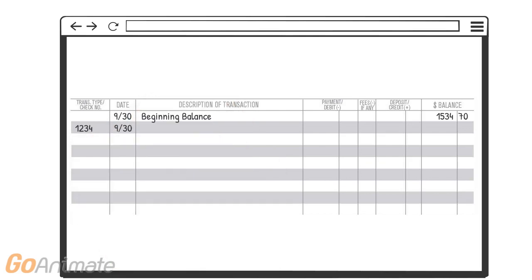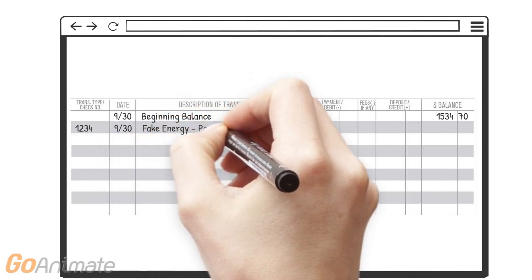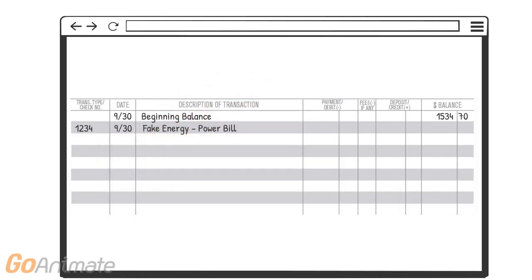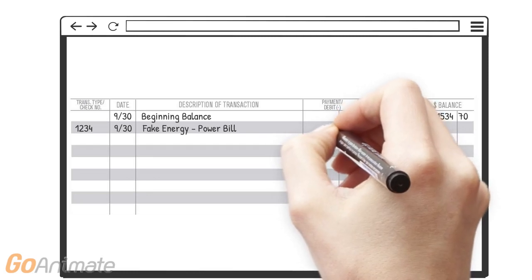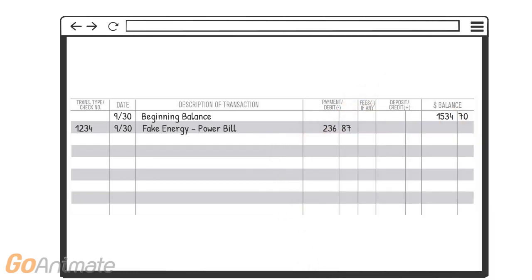Next, we write down the date. What date did we write the check? Next, we write the description. In this case, we wrote the check to Fake Energy, so that's what the description would be. If you have room, you can add a note to say the energy bill or power bill or some other detailed description. Since this is money we are spending out of the account, we enter this in the payment debit column, $236.87. Notice this column is split into two smaller columns, one for your whole dollars and one for your cents.